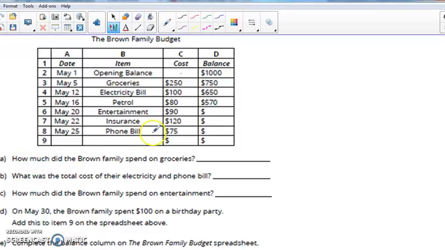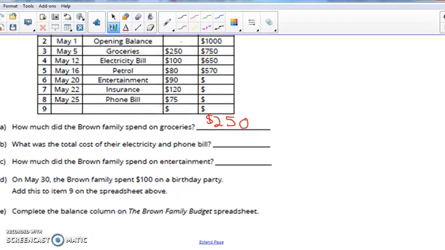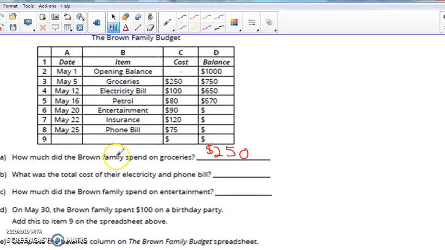So the first question is, how much did the Brown family spend on groceries? Well, that's pretty straightforward. We go up and have a look at the groceries item. We have a look at the cost, and we can easily say $250. Now, I'm not going to do all of these. You guys have got to use your brain to work out some of these. This one here. What was the total cost of the electricity and the phone bill? Have a look at electricity. Have a look at the phone. You know what to do. How much money did the Brown family spend on entertainment? There it is there.